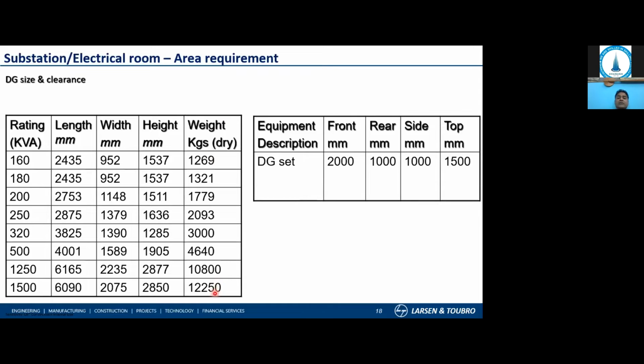This weight is the requirement for the structural engineers, which we will give them. This is the dynamic load for them to design the foundation.